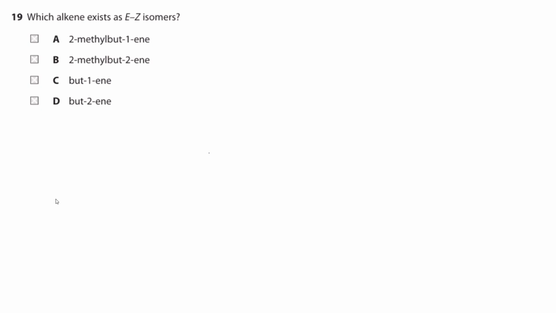Right. Which alkene exists as EZ isomerism? Let's see what EZ isomerism is. EZ isomerism is simply what we can consider as cis-trans isomerism, right? To have EZ or cis-trans isomerism, these are the very basic requirements.